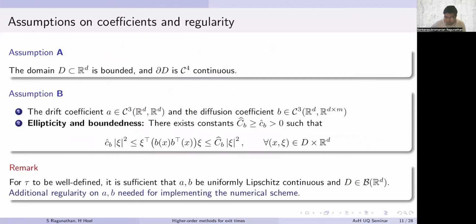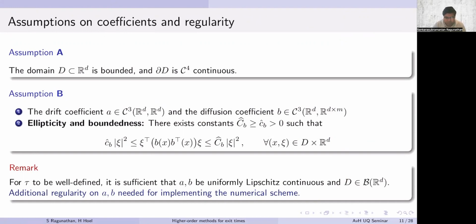And now we get into the nitty-gritty details of actually proving the rates and the computational cost involved with the algorithm. First, we assume that the domain D is bounded and that the boundary of the domain is at least C4 continuous. This is needed in order to ensure that the solution to the Feynman-Kac PDE is unique and does exist.